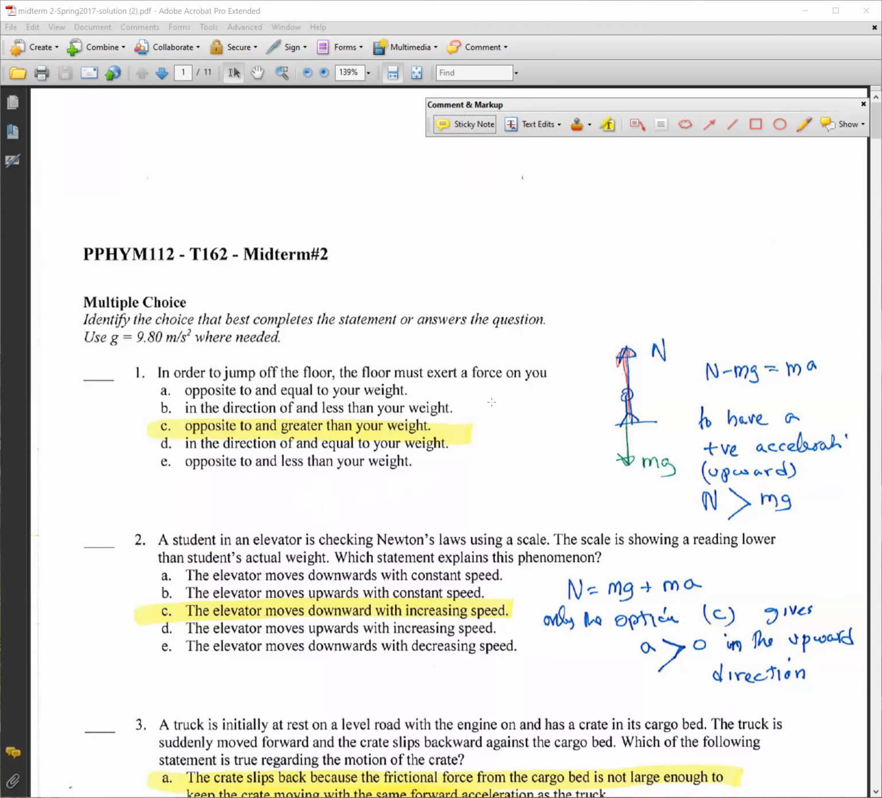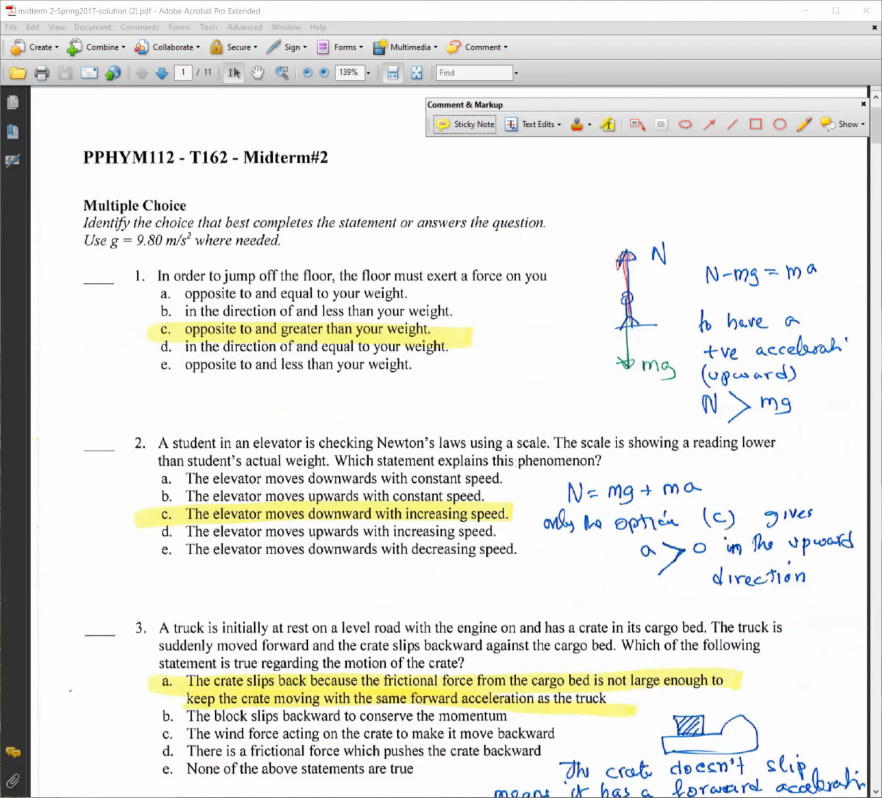Now we're trying to cover midterm 2017, and we may go quickly through some of the questions that are similar to past midterms from 2019 and 2018. Now we're starting with question 1. In order to jump off the floor, the floor must exert a force on you. The correct answer highlighted is C. It's opposite to and greater than your weight, okay?